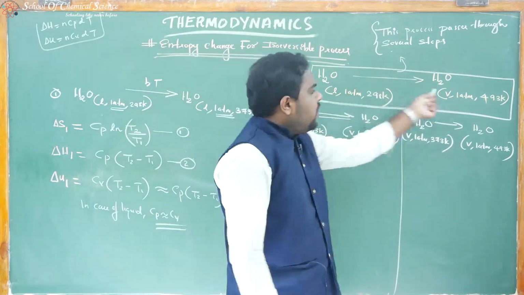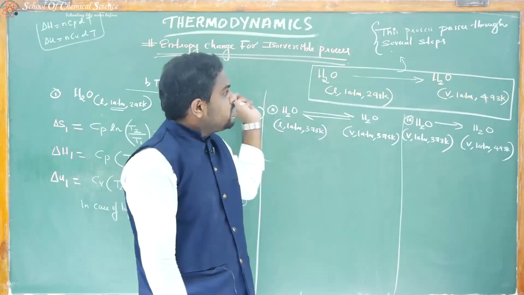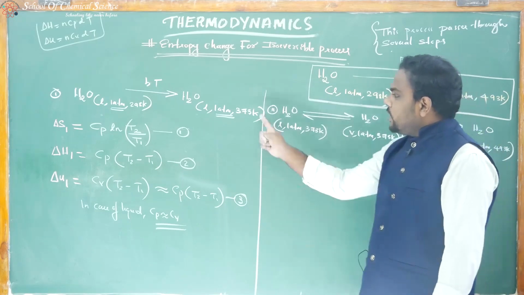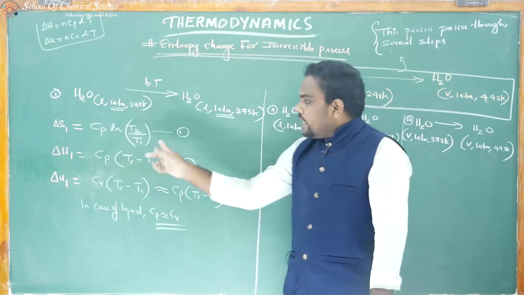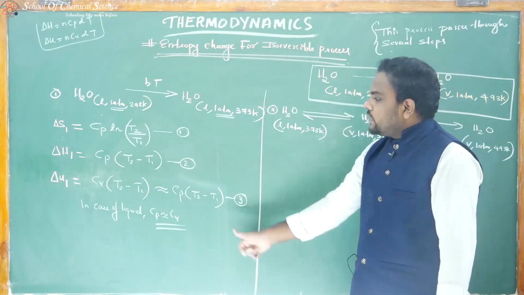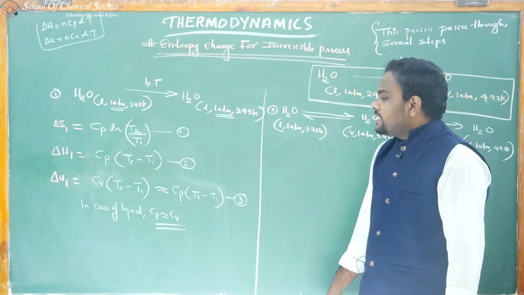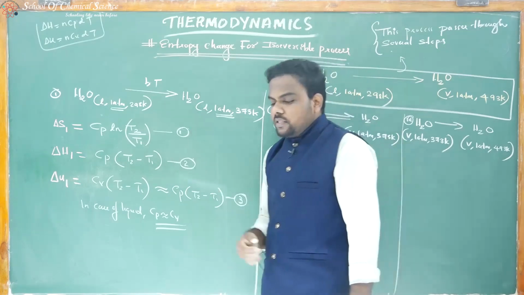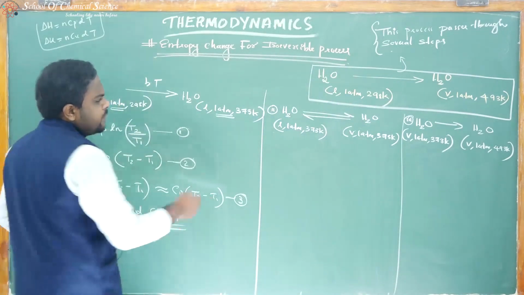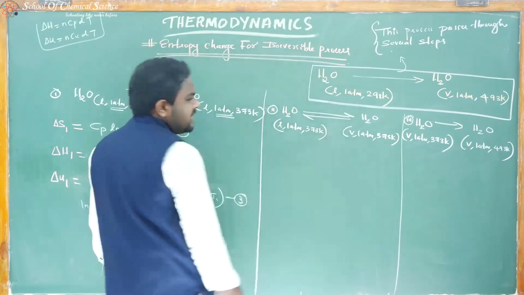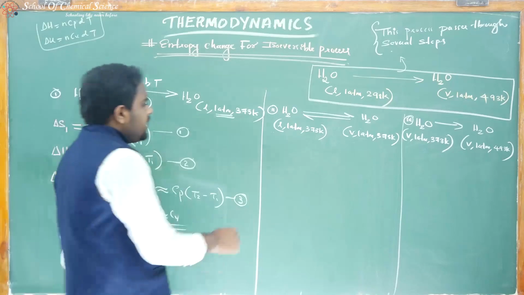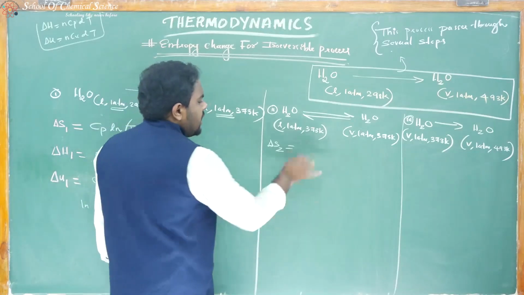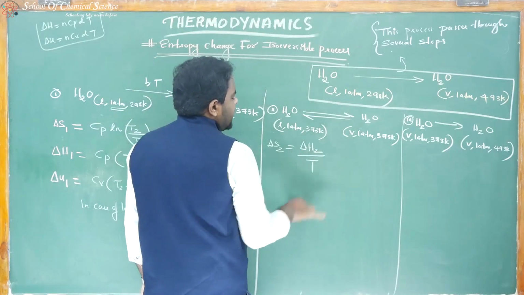So this irreversible process passes through several steps. In the first step, delta S1 is equal to Cp ln T2 by T1, where T2 is 373 and T1 is 298. Delta H1 is equal to Cp into T2 minus T1, and delta U1 is equal to Cv into T2 minus T1, which is approximately equal to Cp. The Cp for liquid is given in your question paper. Then in the second step, this H2O liquid is converted into vapor. This is a phase transformation. During phase transformation, delta S2 is equal to delta H2 divided by temperature, right?